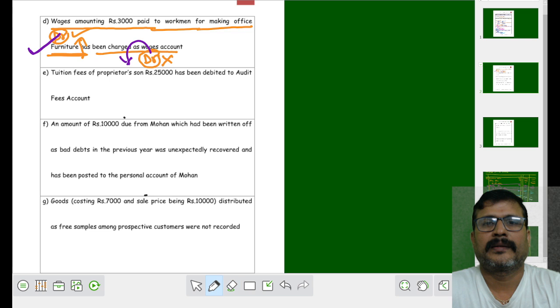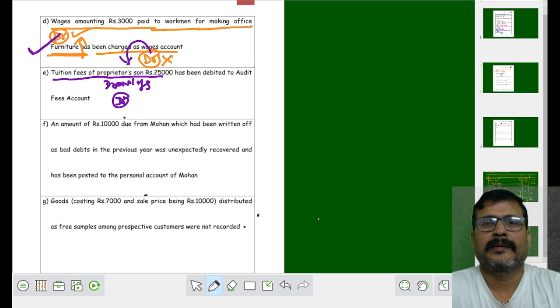See what happened here. Tuition fees to the proprietor's son. What it is? Tuition fees. Of whom? प्रोप्राइटर सन. प्रोप्राइटर सन बोले तो क्या बोलते हैं अकाउंट्स में? ड्राइंग्स करके बोलते हैं ना. ड्राइंग्स इज व्हाट? Debit, because drawing is opposite of capital. Capital means credit balance, drawing means debit balance.